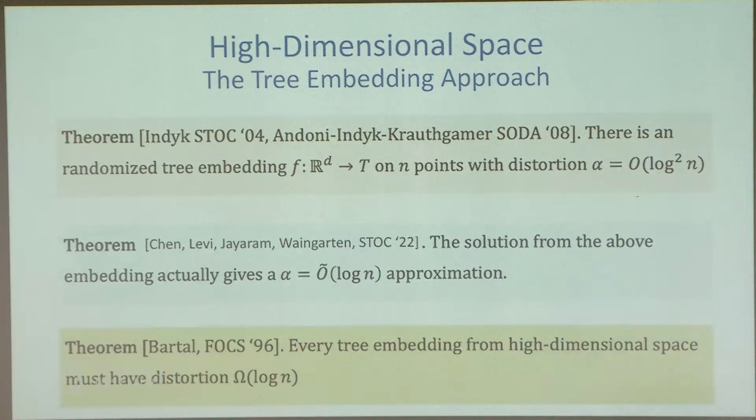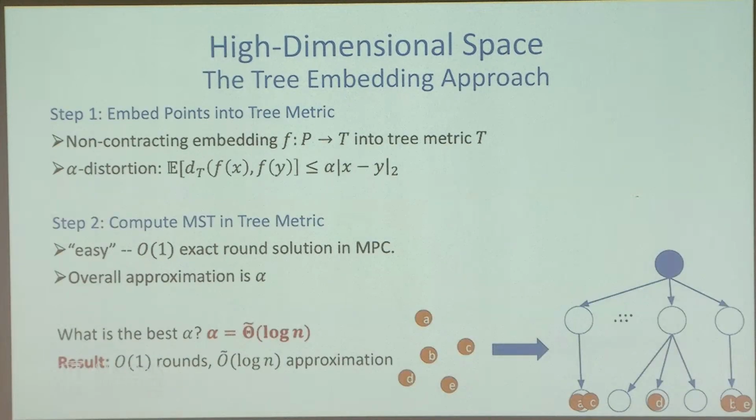However, there's a lower bound. Bartal shows that if you just look at this tree embedding, then you cannot avoid this omega log n distortion. So this means that your best distortion here is log n. So you can get a constant number of rounds algorithm, but you cannot avoid this log n approximation ratio.